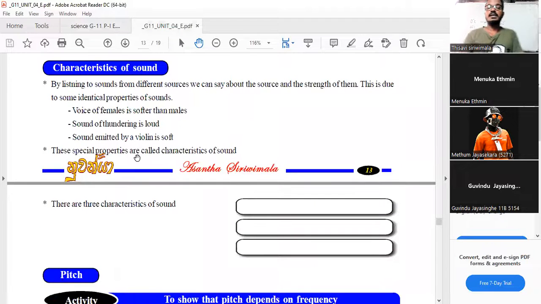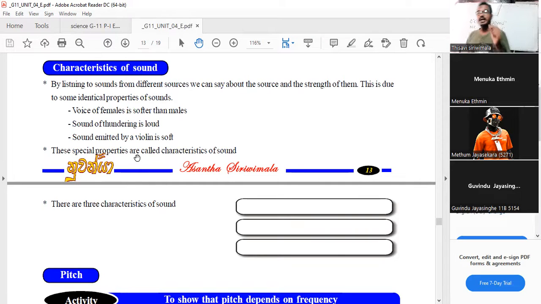Now comes characteristics of sound. Now, even without looking at the person, you can easily identify your friends by their voices. You can identify them by listening to the voice of them. You don't have to look at the face. So the reason is there are certain characteristics in the sound.